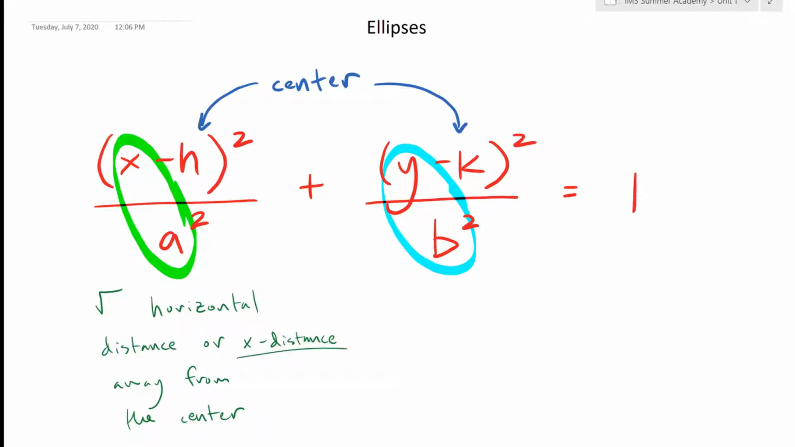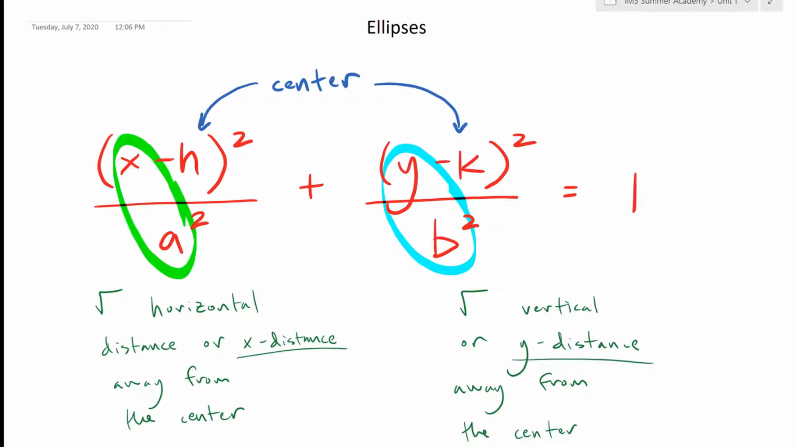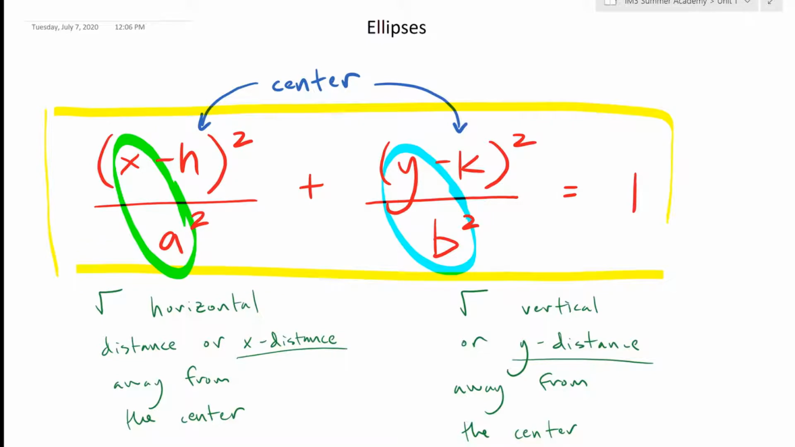What that means is B, when we take the square root of that, it's going to be the vertical or y distance away from the center. So each one has different meaning. The A is the x distance, the side to side. The B is the y distance, the up and down. So I know we're making note of it right now, but go ahead and box this up. That is the general form for ellipses.